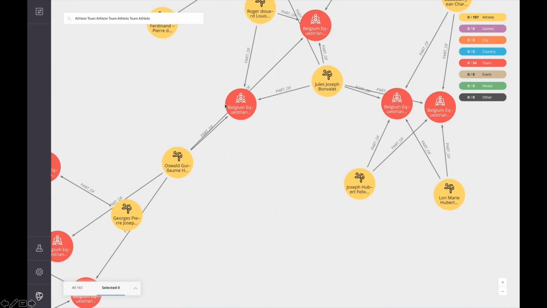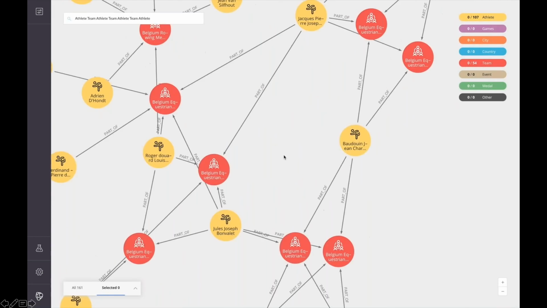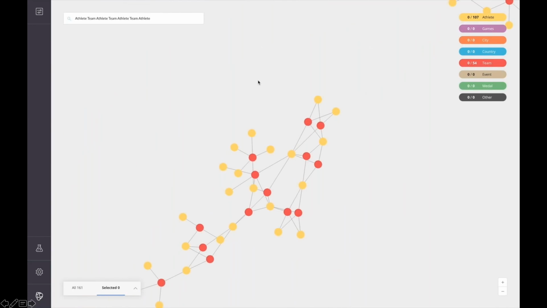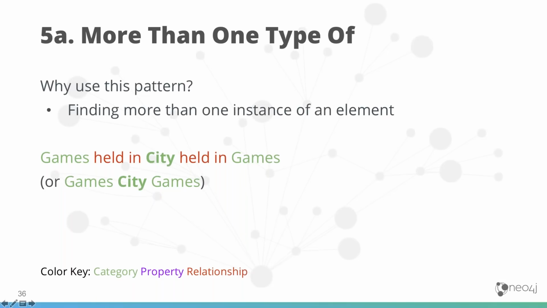And then the final pattern that I want to talk about today is the "more than one" type. So when I want to find out about elements that we have more than one instance of, a very simple one is, how many games has a city hosted? So we can basically do a pattern like this where you can find out city games very simply, and then you can extend this out to more of a recursive, alliteration kind of way, right?